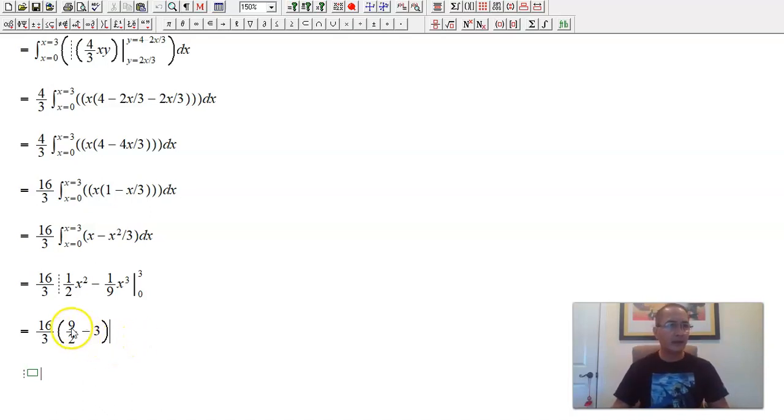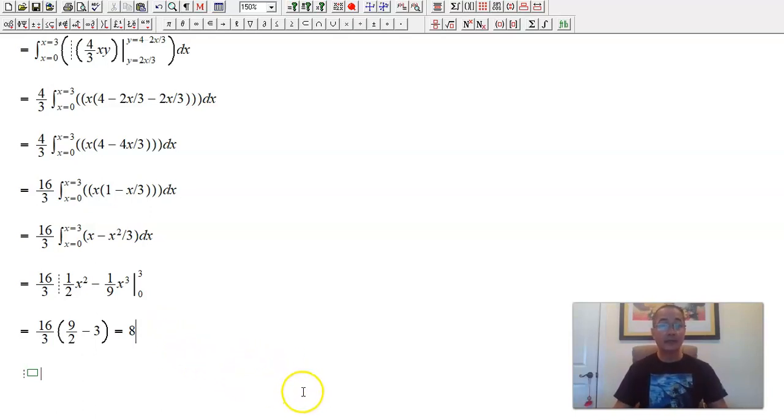And what's that? 4.1, that's 3 halves. Oh, cancels with the 3, 16 over 2. We get 8, I do believe. Did I do that right? Yes, we get 8. So that is the volume of that tetrahedron.